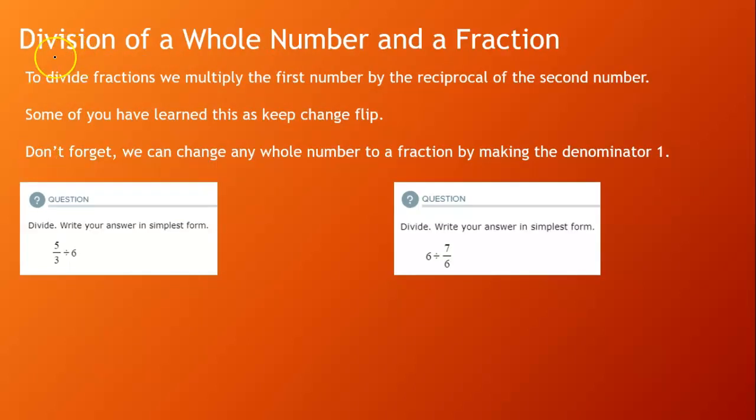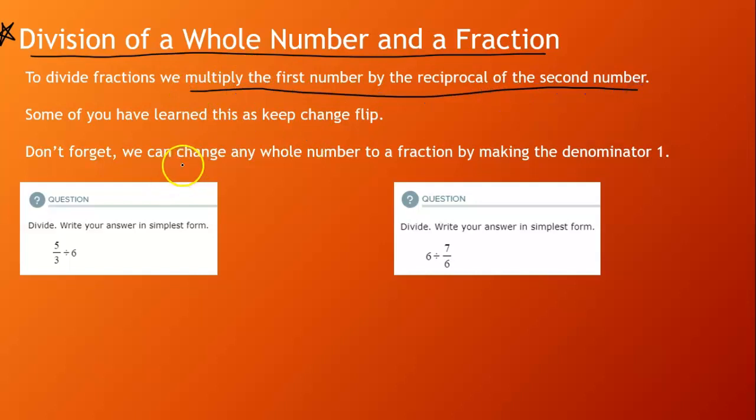All right, you need a new heading. Division of a whole number and a fraction. So let's think about what we can write without having to write all of this down. You don't need to write 2 divide fractions if you've written your heading here. The heading should already be written down. I want you to write multiply the first number by the reciprocal of the second number. Some of you have learned this as keep, change, flip, so you can write that down.